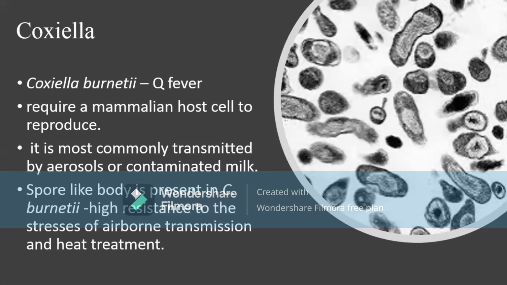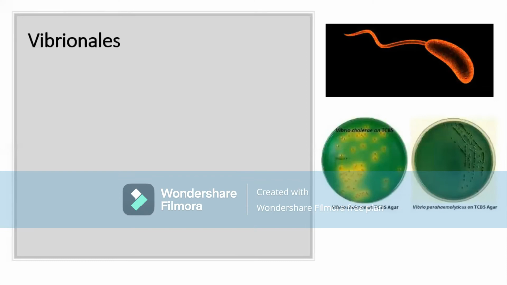This is unique in that sense. Usually gram negative organisms do not form any spore like body, but Klebsiella burnettii forms a spore like body, which is also shown in the picture, right? And this is very resistant to the stresses of airborne transmission and heat treatment, right? So Klebsiella is unique in that it displays a property which is absent in almost all gram negative organisms, right? So this was the order Legionales, and we discussed two members, Legionella and Klebsiella.